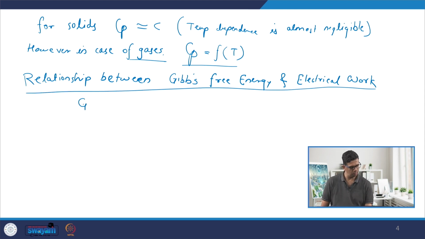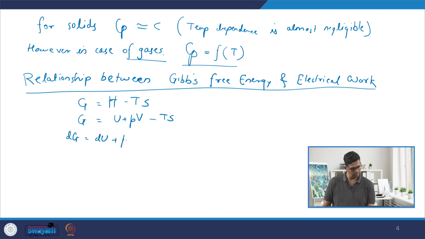Let us get started. We all know G, the Gibbs free energy, is basically H minus TS. Let us also input for enthalpy, which is U plus PV, and this is again minus TS. So this is still the Gibbs free energy. Let us differentiate these things in order to understand how Gibbs free energy depends on what parameters. So, dG equals dU plus PdV plus VdP minus TdS minus SdT. Let us call this equation 1.